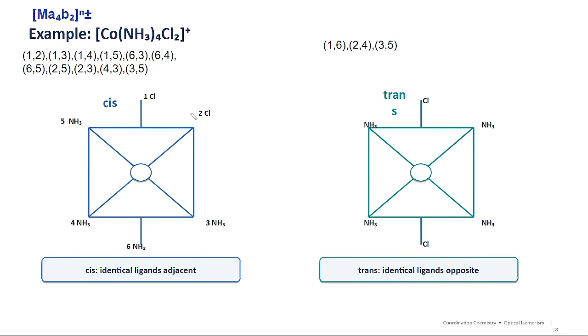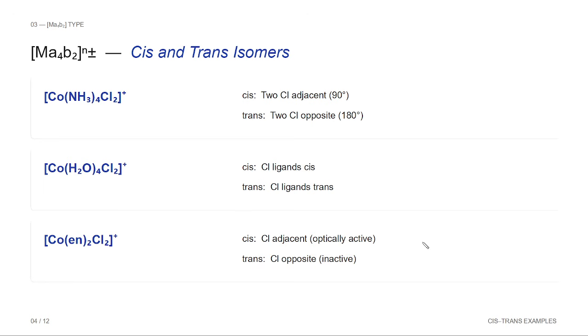In this example, in the first and second positions 2 chlorine atoms are attached on one side, so this is the cis isomer. The next one is the trans isomer, where the positions are 1,6; 2,4; 3,5. Here 2 chlorines are attached on opposite sides, in the first and sixth positions. Some more examples are tetraaqua dichlorocobalt and bis(ethylenediamine) dichlorocobalt. These are examples of Ma4B2 type.